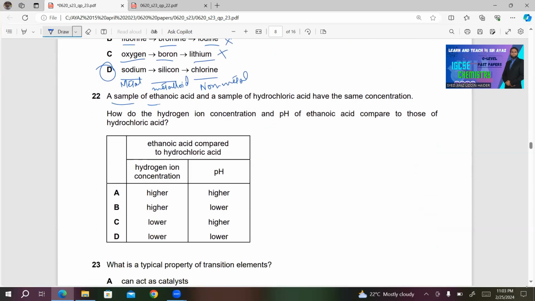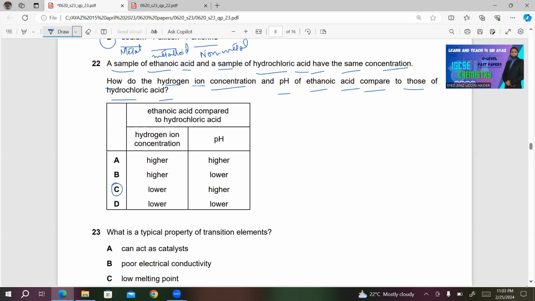22. A sample of ethanoic acid and a sample of hydrochloric acid have the same concentration. How do the hydrogen ion concentration and the pH of ethanoic acid compare to those of hydrochloric acid? Ethanoic acid is a weak acid and hydrochloric acid is a strong acid. So ethanoic acid must have lower hydrogen ion concentration and higher pH. So in this case, C must be the right answer. Other choices are incorrect.